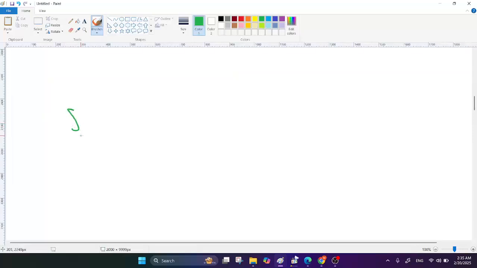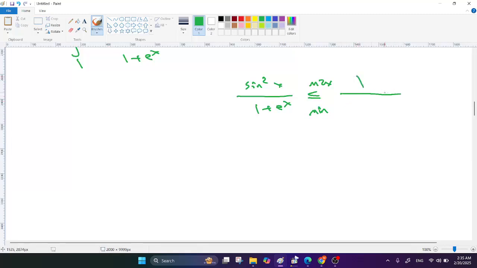Now you have the integral from 1 to infinity of sine squared x over 1 plus e to x dx. Yes. Now, sine squared x over 1 plus e to x is less than or equal to, here maximize and here minimize because we want to make the fraction bigger, right? So this is less than or equal to 1, because sine squared is less than or equal to 1, over minimize now.